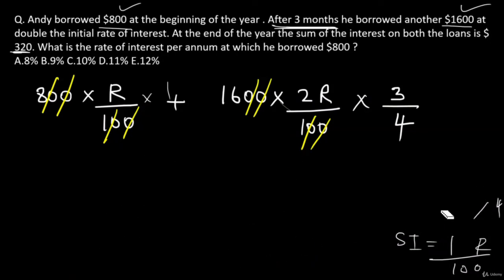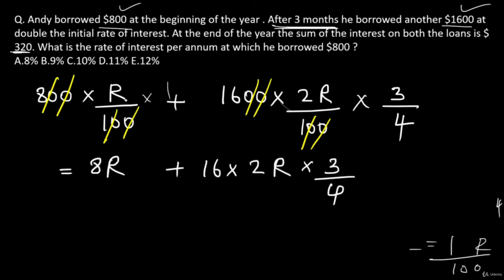So this simplifies to 8R over here. I just have 8R plus 16 into 2R into 3 by 4. All right, so I have a 4 in the denominator, and 16 has a factor of 4, so I cut that. So I'm left with 4 into 2R into 3 over here. All right, so I have R over here and I have R over here. So let me take that R out.